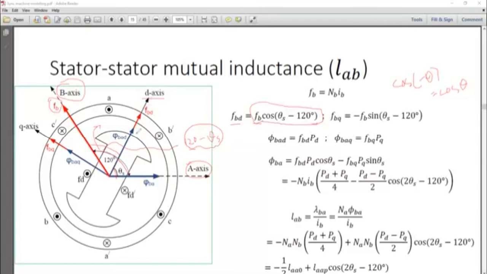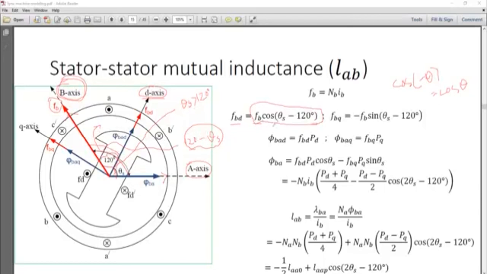But that is specifically for this position. Theta S has every chance to go beyond 120 degrees, right? This 120 degrees will remain fixed, it will not change. But when the D axis of the rotor moves beyond the B axis, what would be theta S? It would be more than 120 degrees, because theta S was 0 along this line and exactly 120 degrees along this line. So beyond this line, theta S would be more than 120 degrees.